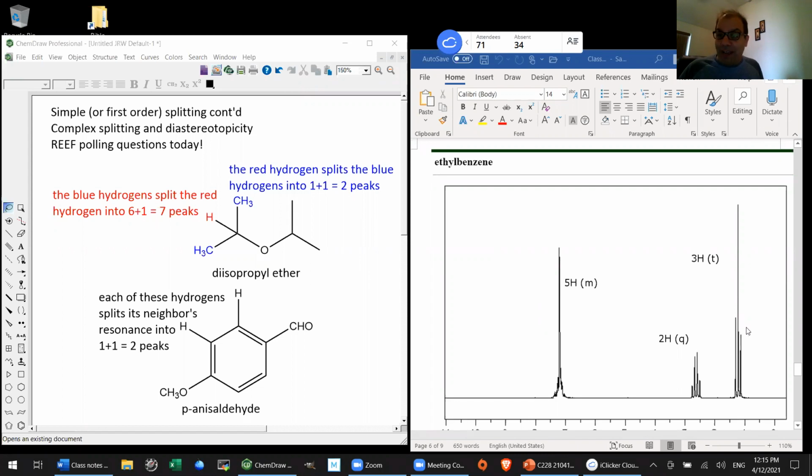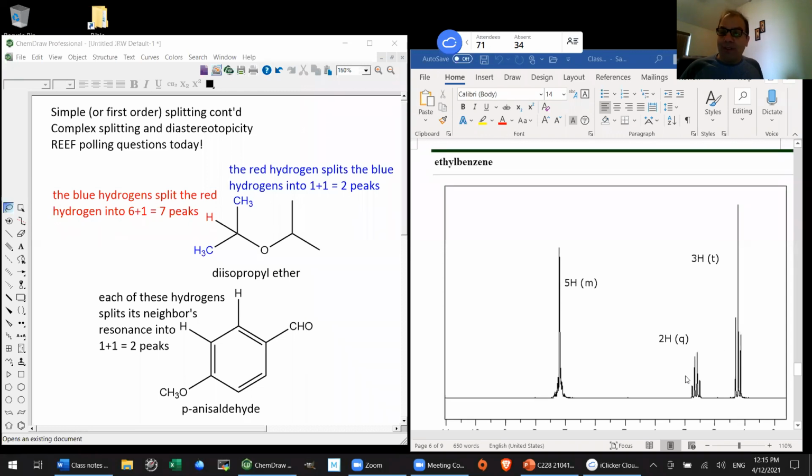Here, even if I had not said triplet and quartet, I think you can pretty easily see the 3 lines in the triplet and the 4 lines in the quartet. Nice, well separated. The so-called coupling constant between those is much wider than in some of the multiplets we've seen.